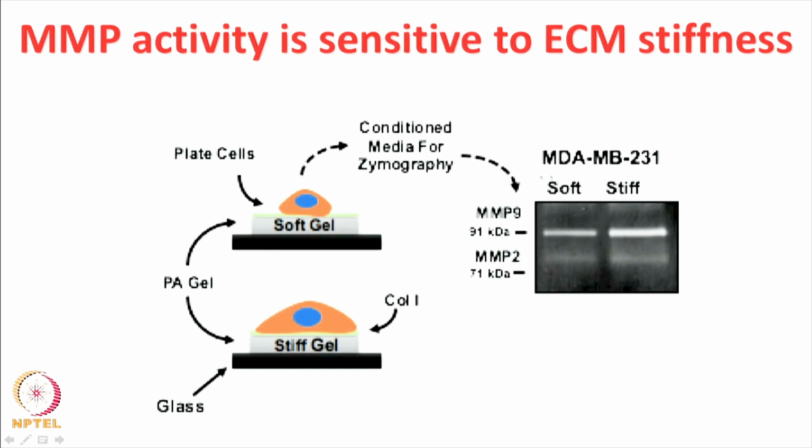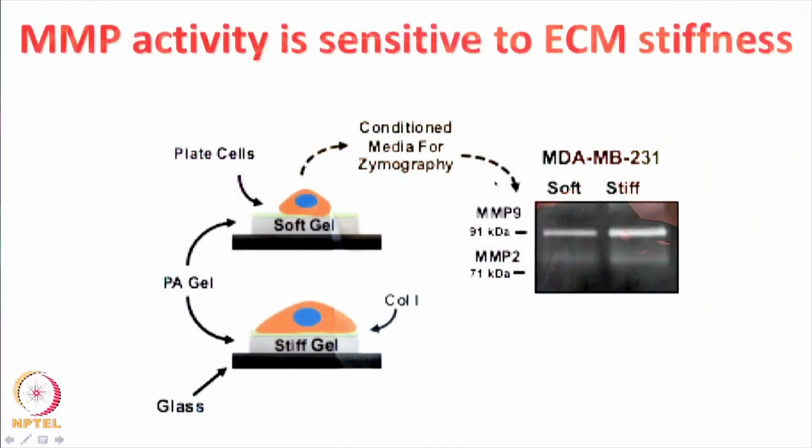So, what you see in this particular case, there are two bands corresponding to 91 kilodaltons and a much weaker band at 71 kilodaltons. So, these correspond to MMP 9 of 91 kilodaltons and MMP 2 of 71 kilodaltons. So, what you see is in both of these cases there is a stiffness dependent modulation of this MMP activity. This suggests that the cells not only sense the matrix properties, in this case the stiffness, but accordingly modulate the extent of MMP secretion that you detect via this activity assay.